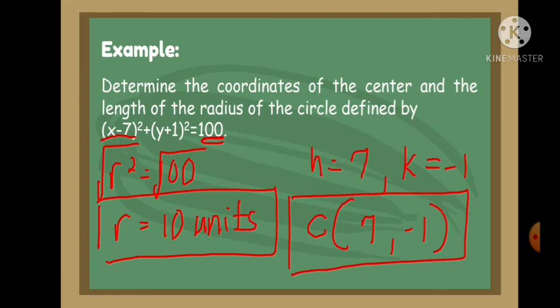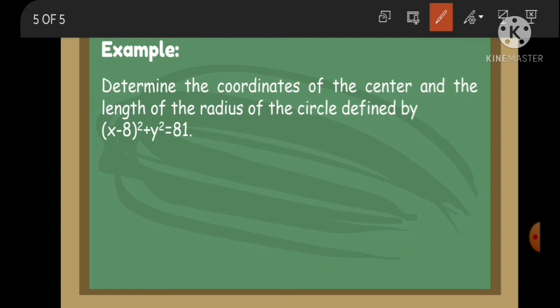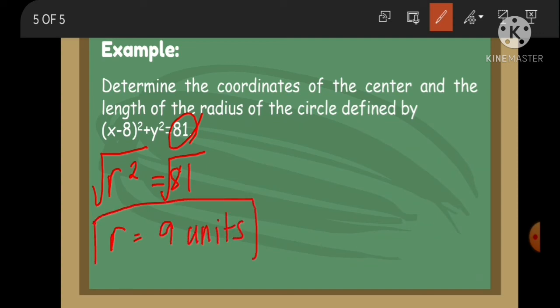Now, for the last example, we have (x - 8) quantity squared plus y squared equals 81. Let us determine first the length of the radius. So, 81 here is r squared. Then let us get the square root of 81. So, r is equal to 9 units. That means the radius is 9 units long.